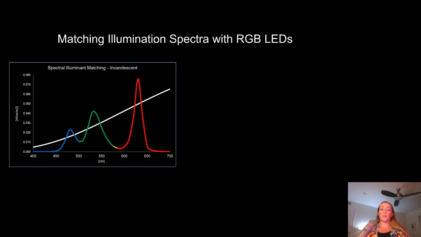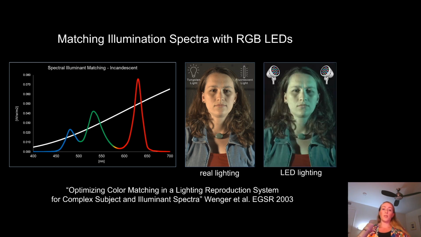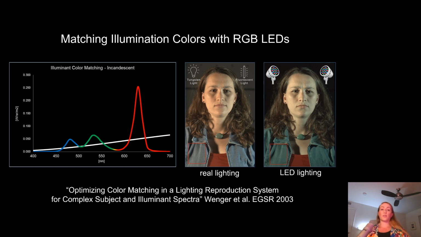Now, to visualize what this meant for color rendition, Wenger et al. demonstrated that trying to match both a tungsten and fluorescent light source using only RGB lighting didn't work very well in practice. So in this image, the subject is lit from image left with a tungsten bulb and image right with a fluorescent bulb. And this second image here shows a reproduction of the illumination using RGB LEDs, where the goal here was to match the spectra in a least squares sense. And we can see that this really didn't go very well. Wenger et al. also tried to match the color of the lighting rather than the spectrum. And while the results look overall better, the colors still don't match here.